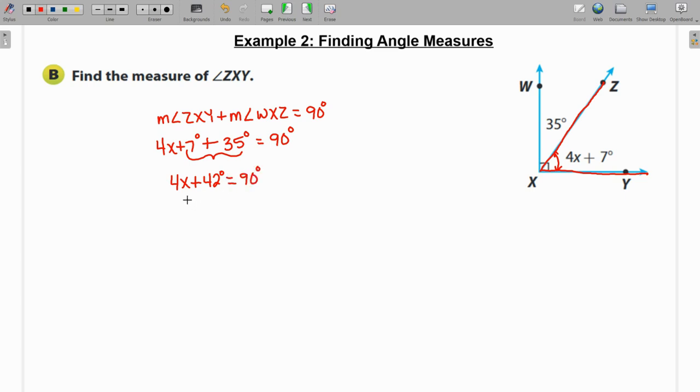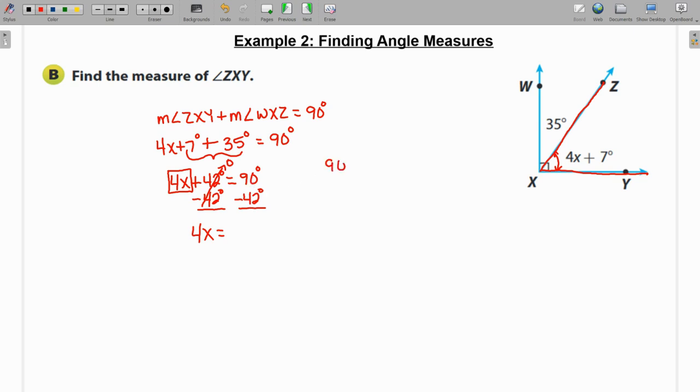Now, from here, I want to isolate the term that contains the variable x. So I want to get this 4x by itself on the left-hand side of my equals. What I need to get rid of is this plus 42. To get rid of it, I'm going to subtract 42 degrees on the left-hand side of my equals. What I do on the left-hand side, I make sure I do on the right as well, so I'm going to subtract 42 on the right. The 42s on the left are going to cancel out, leaving me with 0 there. The only thing remaining on that left-hand side is the 4x, and that's going to be equal to 90 minus 42.